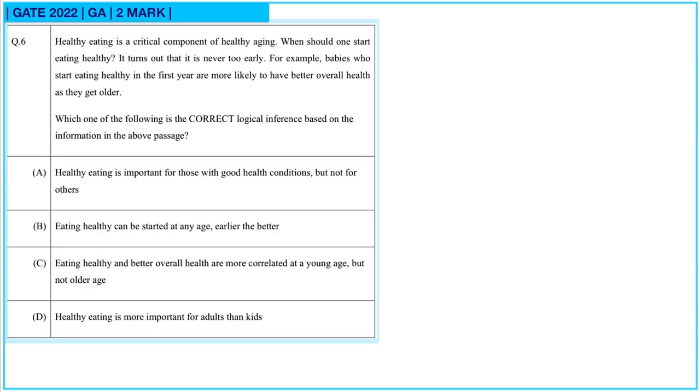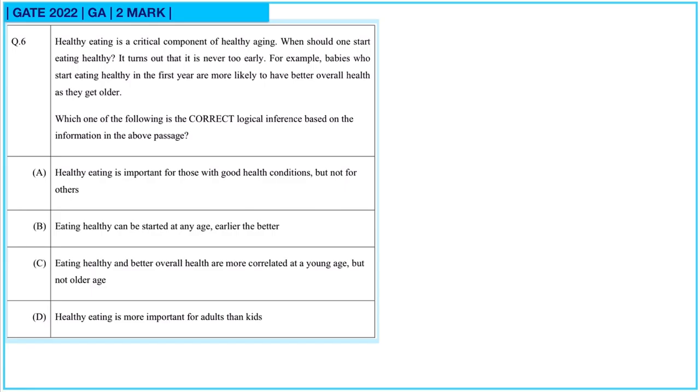Then question number 6. Healthy eating is a critical component of healthy aging. When should one start eating healthy? It turns out that it is never too early. For example, babies who start eating healthy in the first year are more likely to have better overall health as they get older. Which one of the following is the correct logical inference based on the information in the above passage?